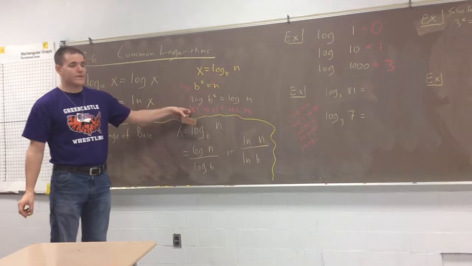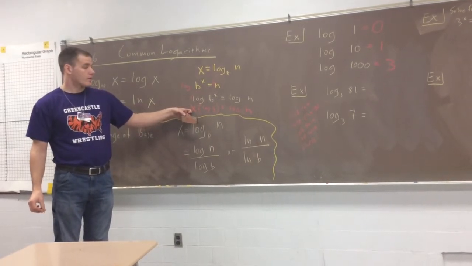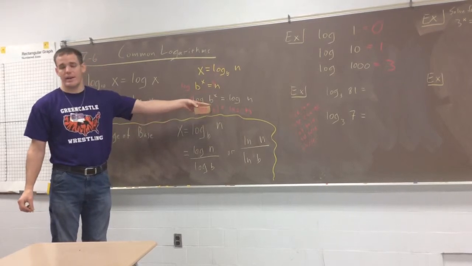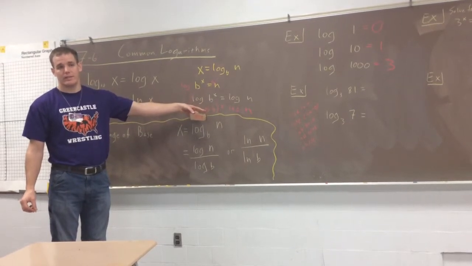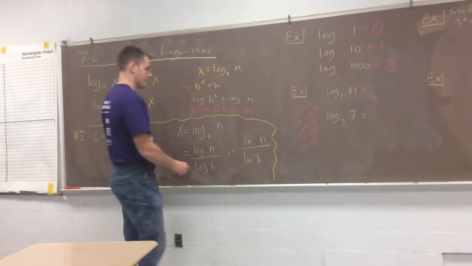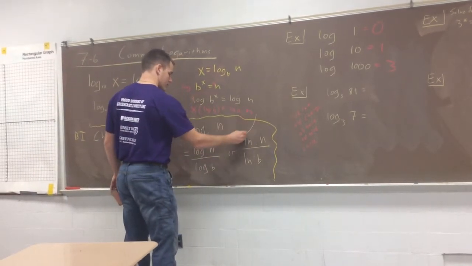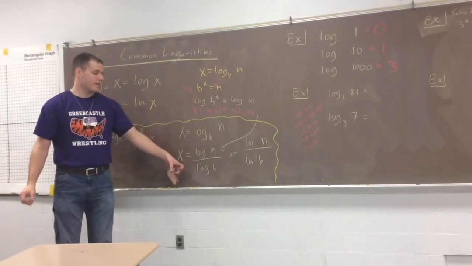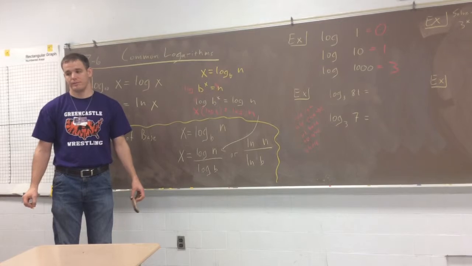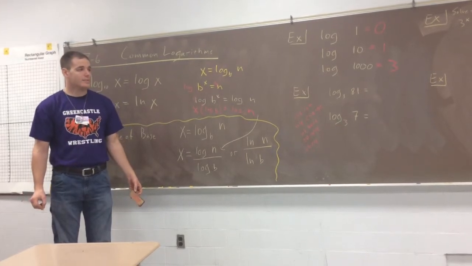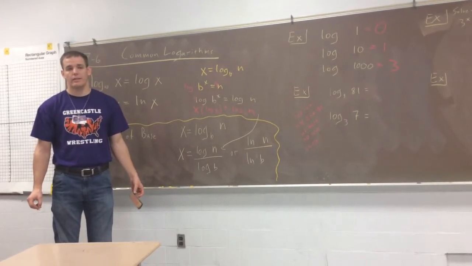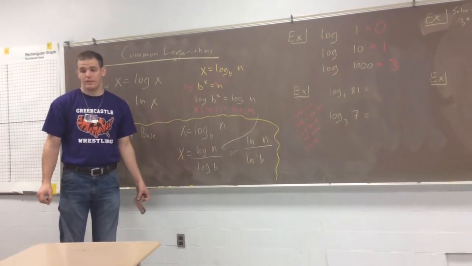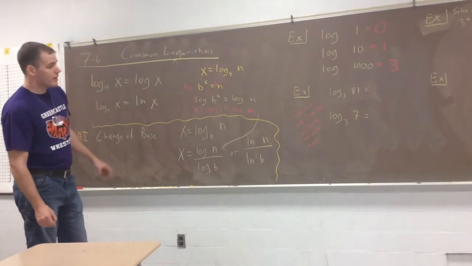Now my goal is to find x, right? So I just have to get rid of this somehow. It's x times log of b. How do I get rid of it? Divide. x is equal to log of n divided by the log of b. This is fantastic because this is actually something we can do on our calculator. We can do log base 10 on our calculator. All right, you may start copying again.